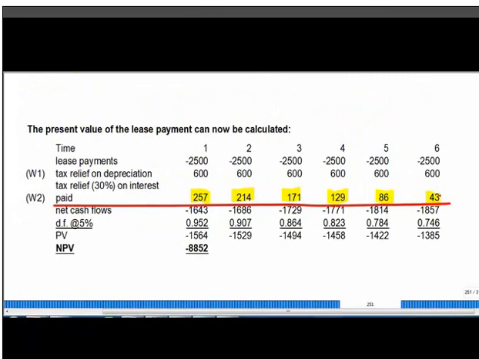And so now if we put in the tax relief on the interest payments, add up the cash flows and discount at 5%, then we're saying that the NPV of the lease with these revised tax rules is 8852. Now I'd like you to pause the presentation there and have a go at part B, which returns you to the simplified tax rules that we looked at before. In other words, assuming that you get tax relief on the full lease payments again.